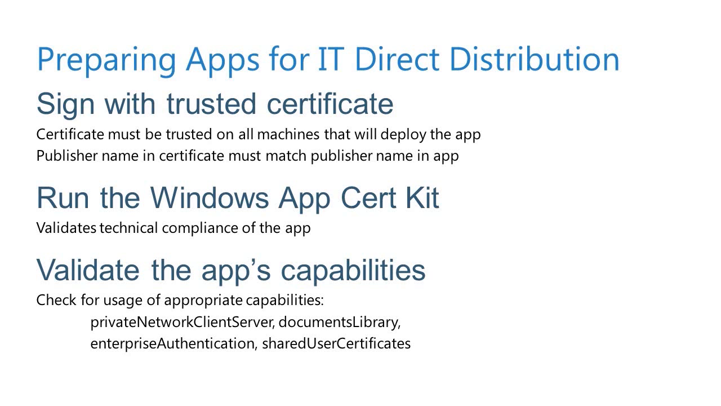You're going to need to sign with a trusted certificate. What this means is that the app, when you're done with it, you need to sign that app. That app needs to be signed with a certificate that is trusted on all machines that will deploy that app. We recommend that you go with a certificate provided by one of the major certificate authorities, in which case the vast majority of Windows machines will not need to have any additional certificates deployed upon them in order to deploy your app. Also, the publisher name in the certificates must match the publisher name in the app. If those don't match, the app will not successfully deploy.